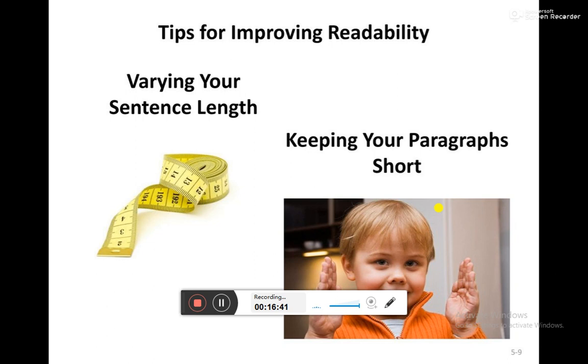Okay, tips for improving readability. I will give you some tips for improving readability. I want every student to listen to this lecture up to this slide, but after this slide I am going to make another part of this lecture. So I will discuss the tips for improving readability in the second part of this lecture. Keep watching the video, and let's join the second part.